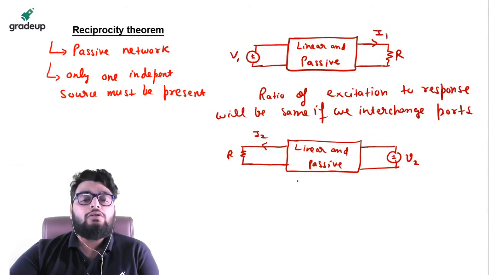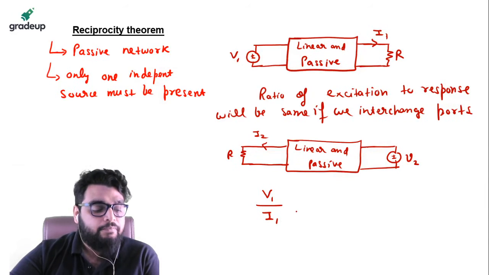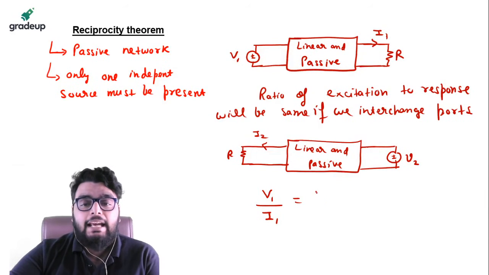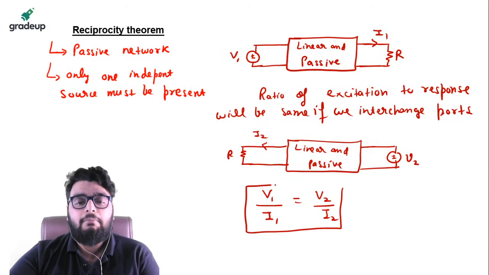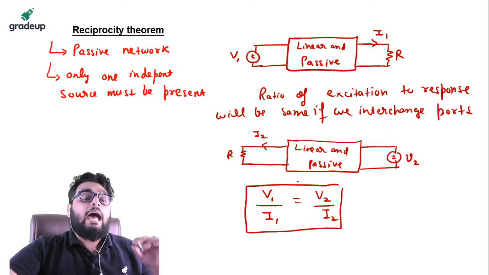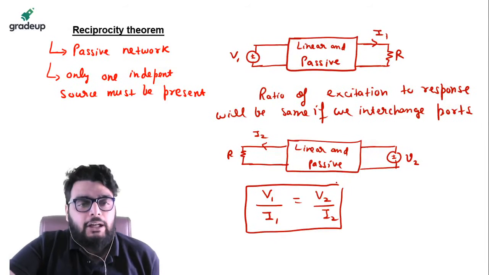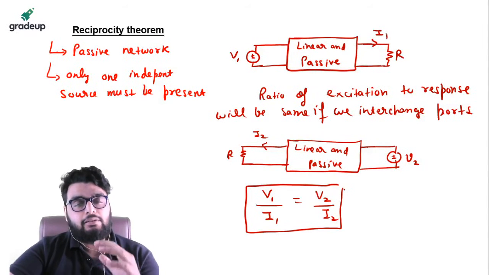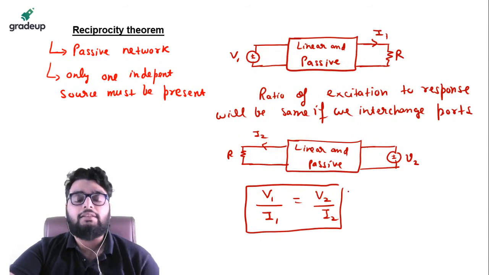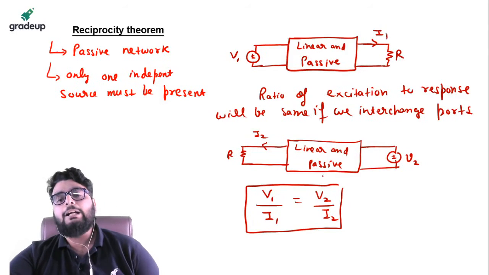So according to the reciprocity theorem, the ratio of excitation to response, V1 divided by I1, is equal to V2 divided by I2. But always remember, this can only happen if the network is specifically given as a passive network, or they can say the network is resistive in nature. It means all the elements are resistances, and only one source must be present outside the network.